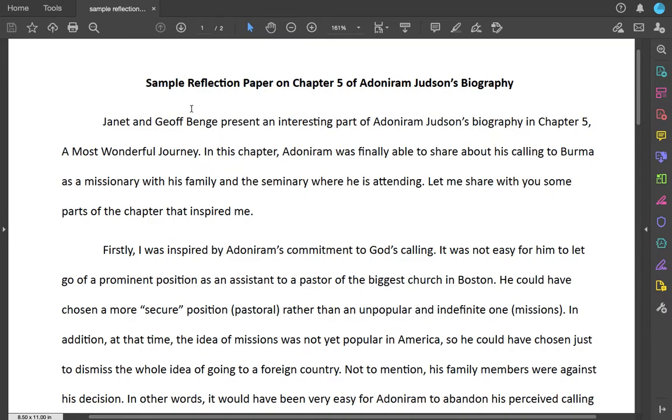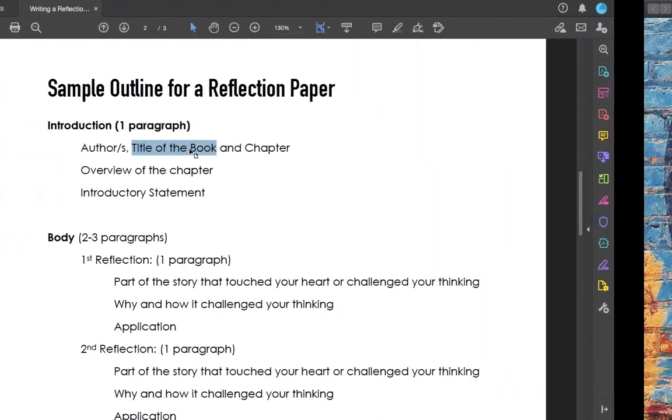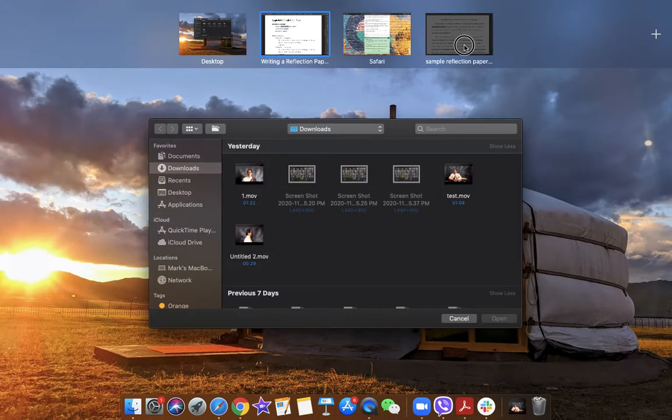Look at the example. Janet and Jeff Benge present an interesting part of Adoniram Judson's biography in chapter 5. So in this sentence, I was able to identify the author, the title of the book. Well, not really the title. I dropped the title, but I just changed it to Adoniram Judson's biography. And then the chapter I was reflecting on. And the title of the chapter right here. Okay? Let me just change it.